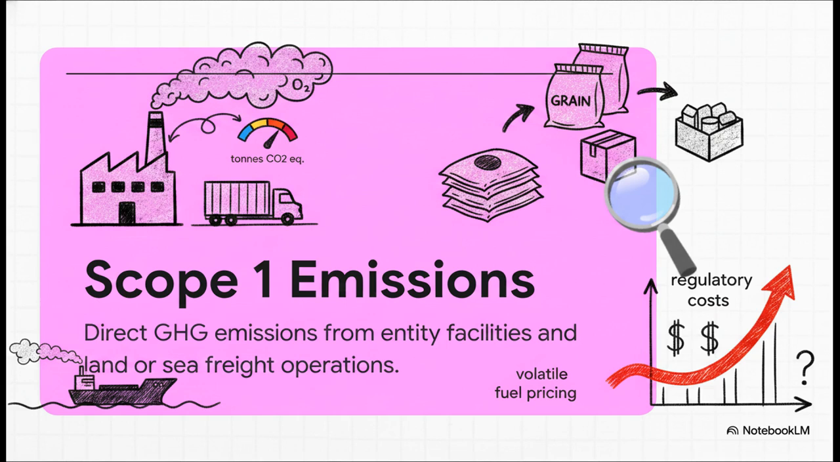Basically, Scope 1 covers the direct greenhouse gas emissions from their own processing facilities, plus the fuel burned by their land or sea freight. All of this has to be measured in metric tons of carbon dioxide equivalents. If a company ignores this, they are totally exposing themselves to future regulatory fines and crazy fuel price swings.